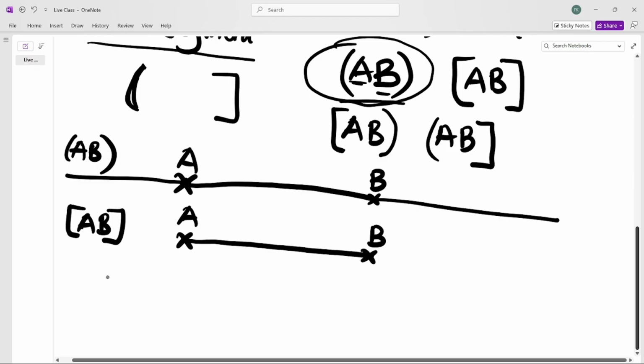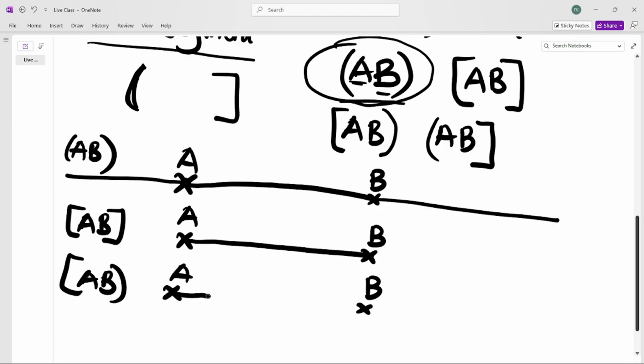The next thing is I did this A, B. It means that you have A and you have B, but A is closed, so you cannot go beyond A. But B is open because of the normal bracket, so we go like this.